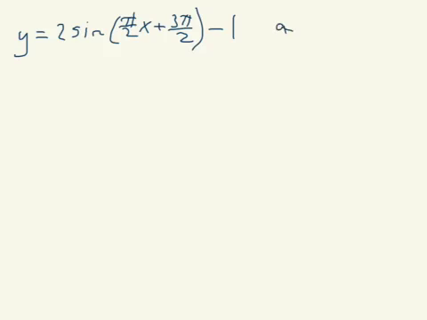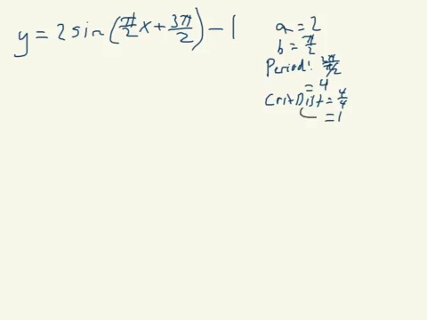I'll try. So my A is 2. No negative, so it'll start at equilibrium and we'll move up first. My B is pi over 2. Therefore, period is 2 pi over pi over 2. And you can check me on this. That's 4. So my critical distance is a really nice 1. That's about as good as it gets.